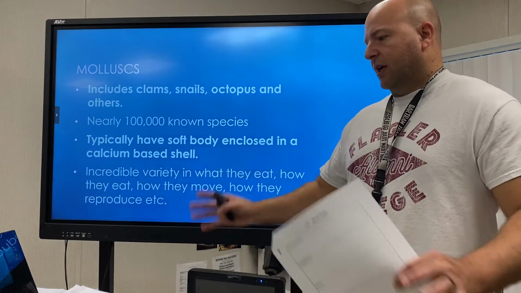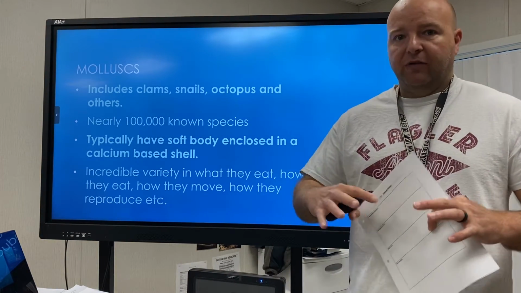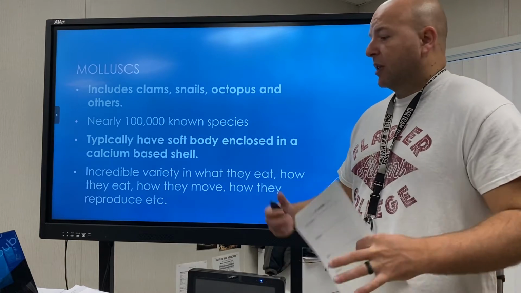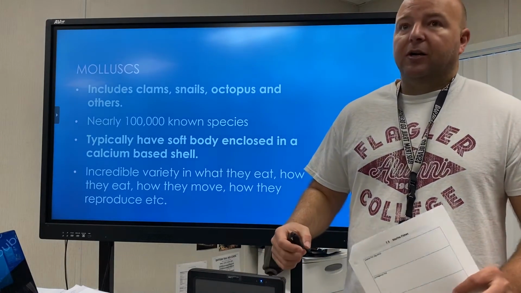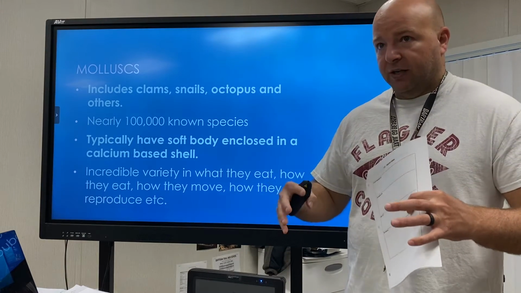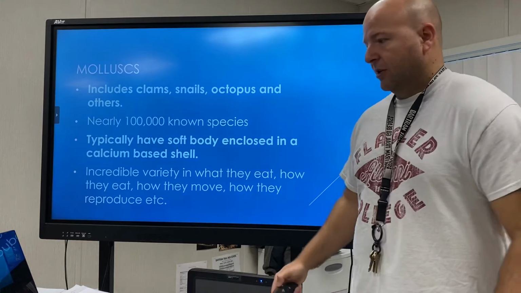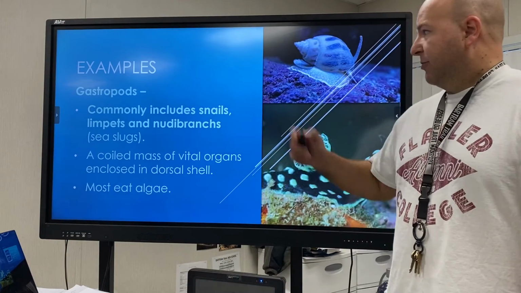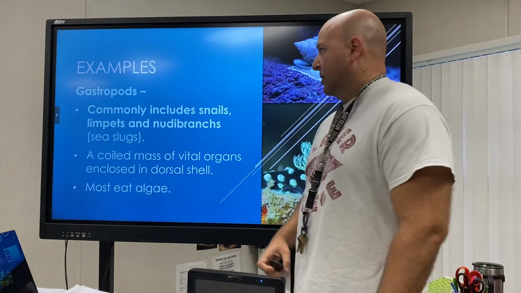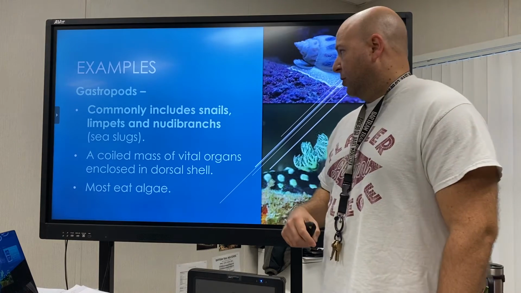There's just lots and lots of variety in what they eat, how they move. This is a very, very broad category with lots of different species that are included in it. So there's not a whole lot of defining details that would apply to all mollusks. It's because they're very, very different from each other. A couple of examples can be broken down into gastropods, which commonly include snails, limpets, nudibranchs.